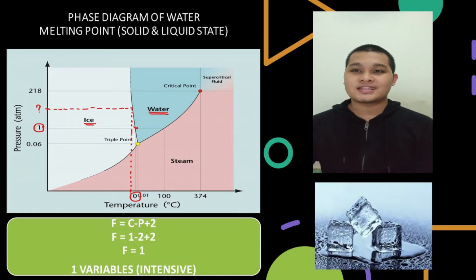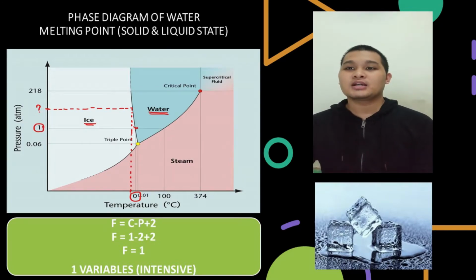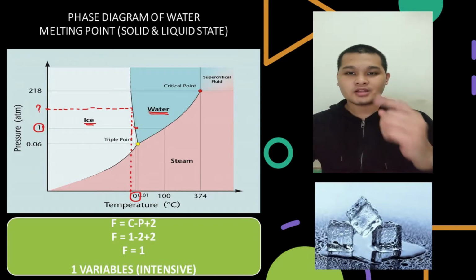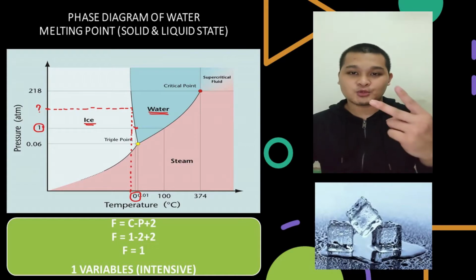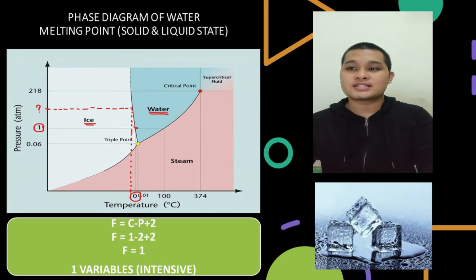Okay, next, let's see what happened when the ice started to reach the melting point. Using the same formula, the number of components is still the same, 1, because we're only using the same substance of water. This time, the number of phases is 2, as we have liquid and solid at the same time. Hence, F is equal to 1.